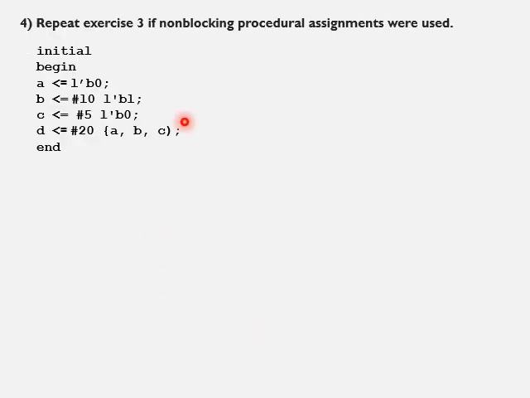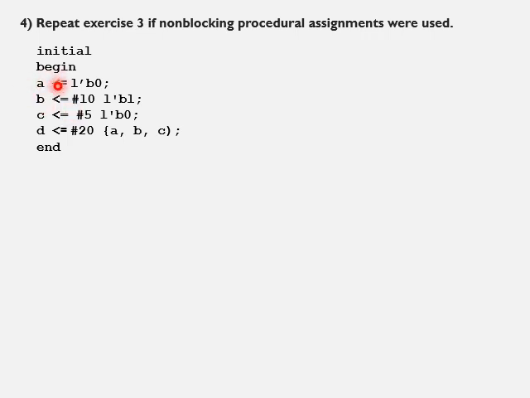Question number 4. Repeat exercise 3 if non-blocking procedural assignments were used. So I have repeated the same piece of code with the blocking assignment replaced by non-blocking assignment. Non-blocking assignment means it does not wait for the previous statement to be executed. The statements will be executed concurrently and the sequence will be decided by the delay associated with those statements.